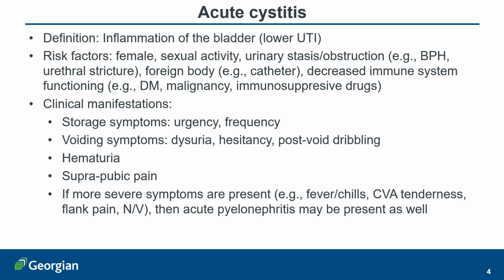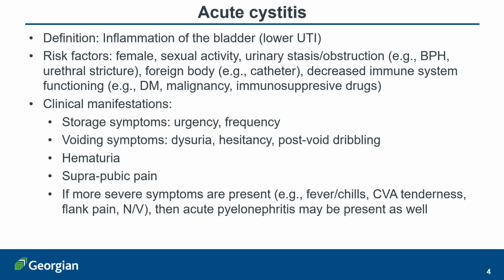The risk factors for acute cystitis include female sex, sexual activity, urinary stasis or obstruction. For example, in the case of males, the BPH causes urinary stasis, and that can increase the risk of an infection of the bladder. Any foreign body inclusion, for example, a catheter, that would be an iatrogenic form of lower UTI, as well as decreased immune system functioning, but that's true for most infection and inflammation. That could be in the case of diabetes mellitus, malignancy, or clients and patients taking immunosuppressive drugs.